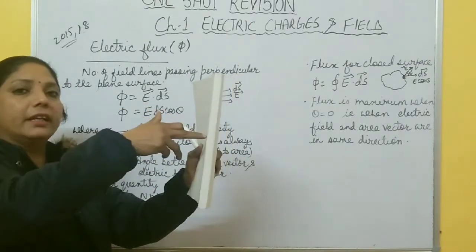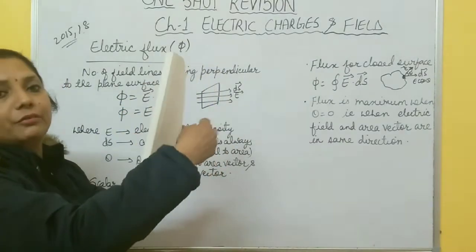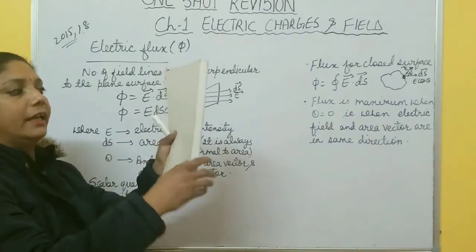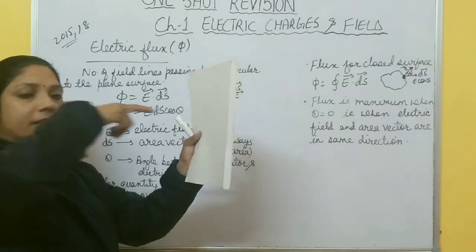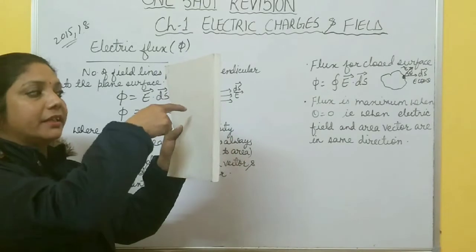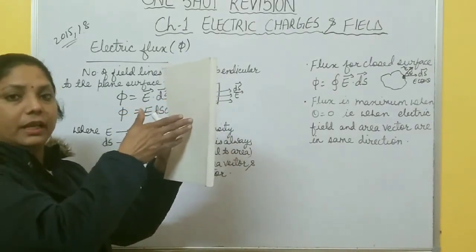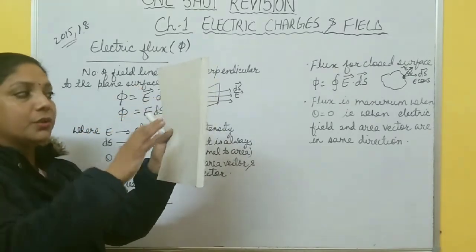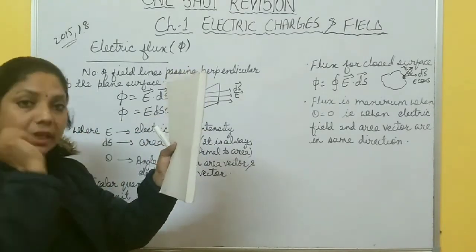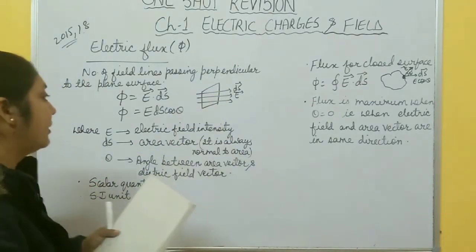If the area vector and field lines are both in the same direction, then the maximum number of lines pass through this surface, right? If you rotate this surface, the electric field is again in this direction, but the area vector also changes. The area vector is normal to this area. So there is an angle between the electric field lines and the area vector. So the number of lines passing through a particular surface depends upon the area vector, the electric field intensity, and also the angle between the area vector and the electric field intensity.